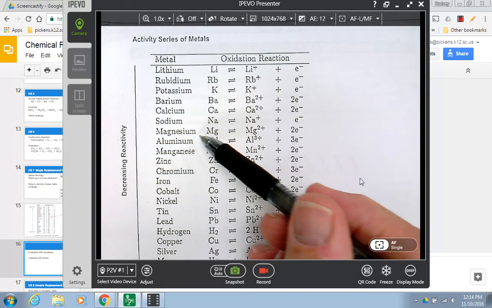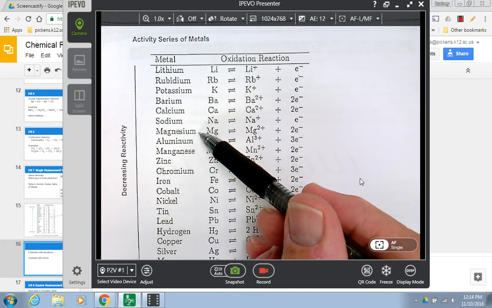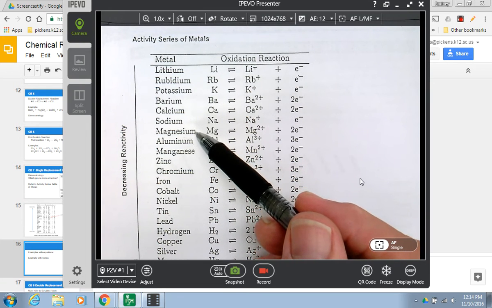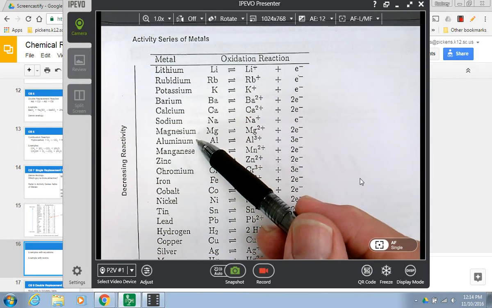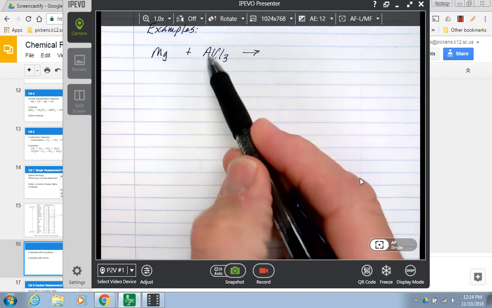Well, magnesium is located right here. Where's aluminum? Aluminum is directly underneath it. So magnesium is more reactive than aluminum. The elements that are at the top are more reactive. So therefore, magnesium will be able to replace aluminum in the reaction. So magnesium is going to kick out aluminum.